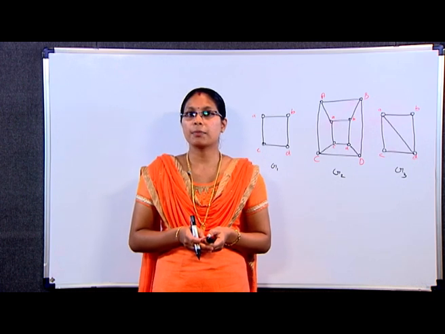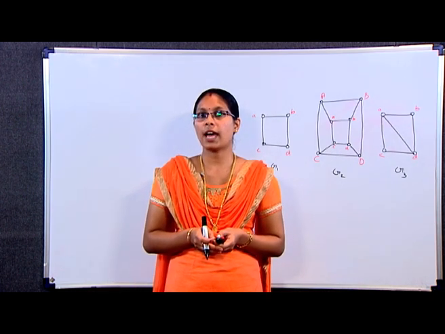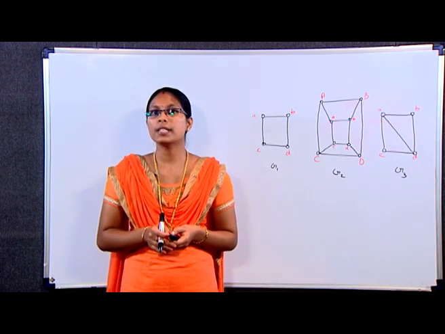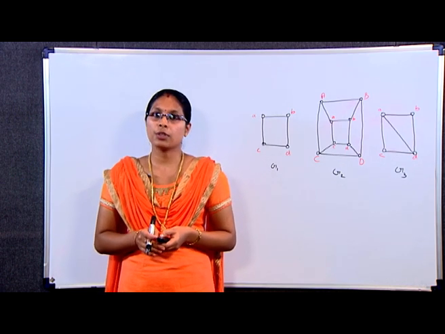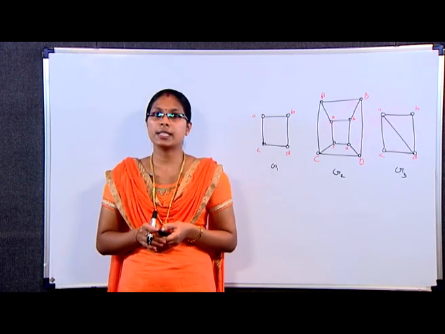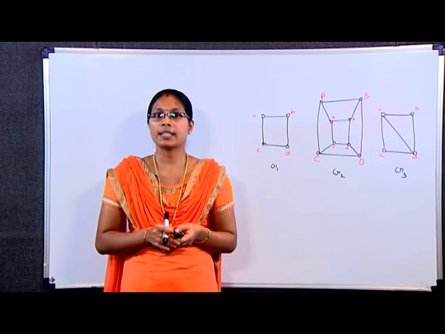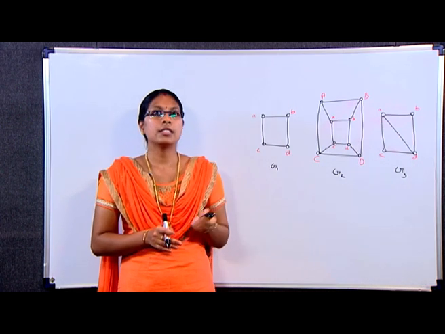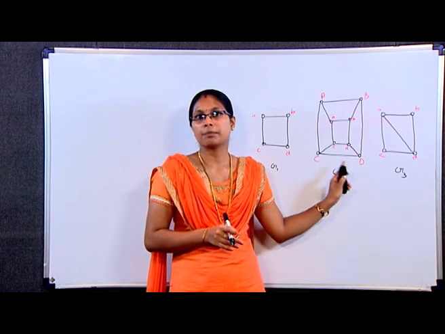Let H be a subgraph of G. If V of H not equal to V of G and E of H not equal to E of G, then H is called a proper subgraph of G. And if V of H equal to V of G, then H is called a spanning subgraph of G. That is, H and G have exactly the same vertex set. In the figure, G1 is a proper spanning subgraph of G3.